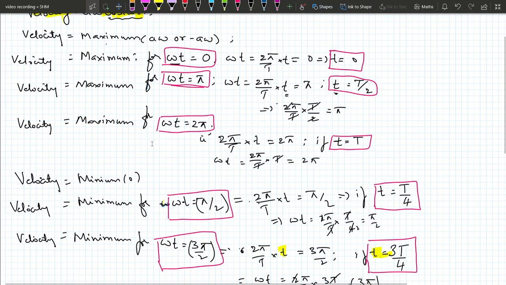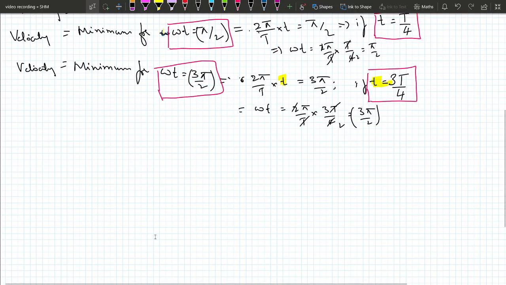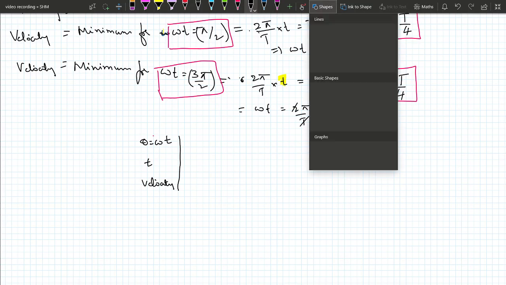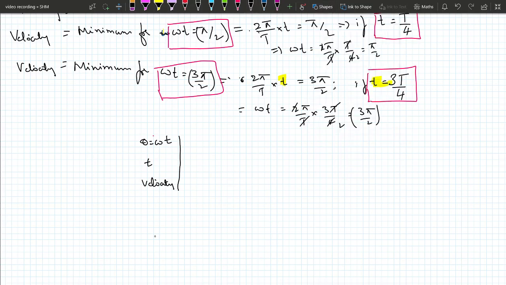Whenever I plot the graph, I should make a table here. If I make a table, that will be a lot of help for me to enter the values. First I will write theta, so theta is equal to omega t. Then comes the time. Then comes the velocity. Should I add the amplitude also? Let us see. I think amplitude is not necessary.